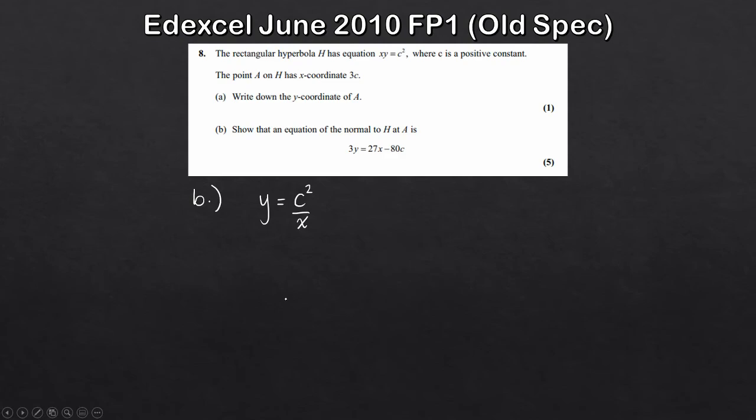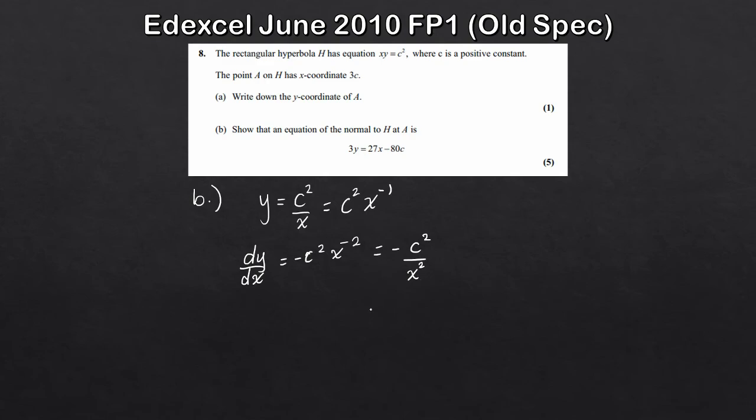The reason I'm putting it in terms of y is because, again, we're looking for a normal. We're going to differentiate, okay? We're differentiating to get that gradient. So if I put it in terms of y, I can now just differentiate this. But remember, to make life a bit easier, this is c squared times x to the minus 1. So if you differentiate this, that will be minus c squared x to the minus 2, which you can rewrite again, just to make life a bit easier in a minute, as minus c squared over x squared. So we've got all that now.